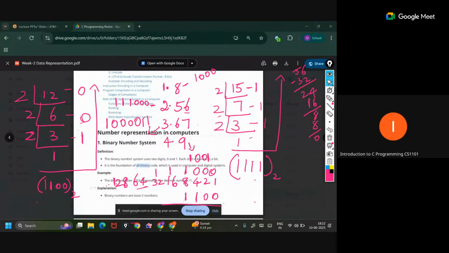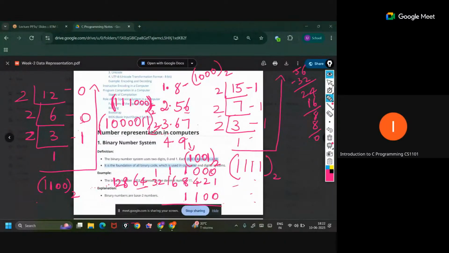Is it clear to you all? So while representing, you have to mention these braces as well. So the braces 2. Similarly here also within the braces 2. Because to represent it's a binary value. Is it clear to you? Yes, ma'am.